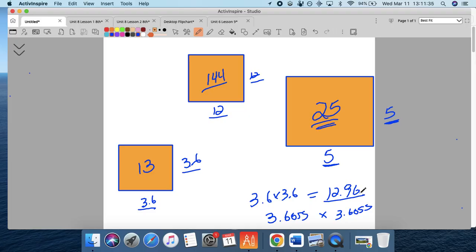3.6055. That's what I get. I get 12.99963025. Again, this one is even better because it's even closer to 13, but not exactly 13.